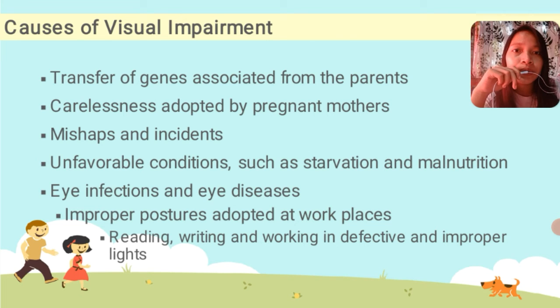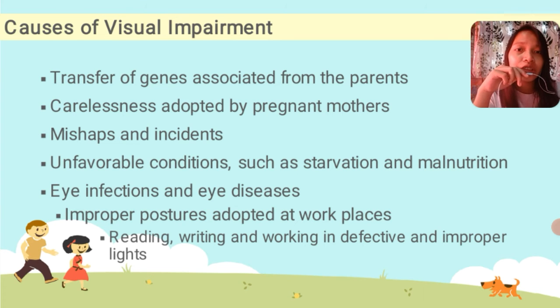So, next is mishaps and incidents. So, it is an unplanned or undesired event or an unlucky accident nga nahitabo lang siya, unplanned. And next, unfavorable conditions such as starvation and malnutrition, so especially sa mga bata. Nutrition deficiency, hunger, starvation, wala nila nakuha ang mga necessary vitamins and nutrients to keep their body healthy. So, maka-apekto po ni sila sa ato ang vision. Next, eye infections and eye diseases.